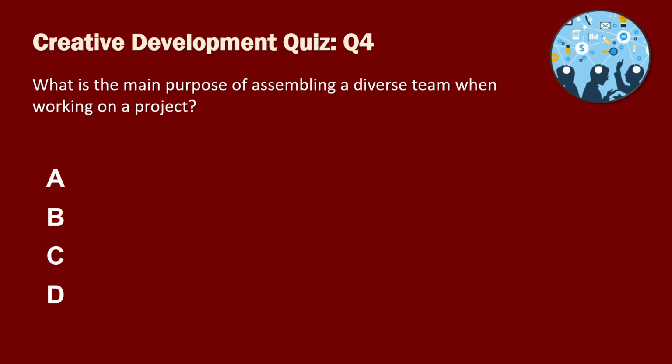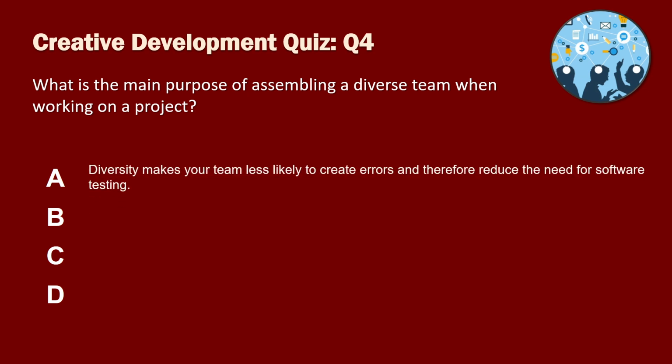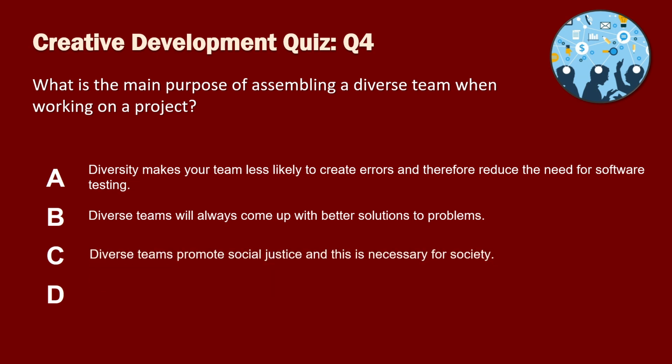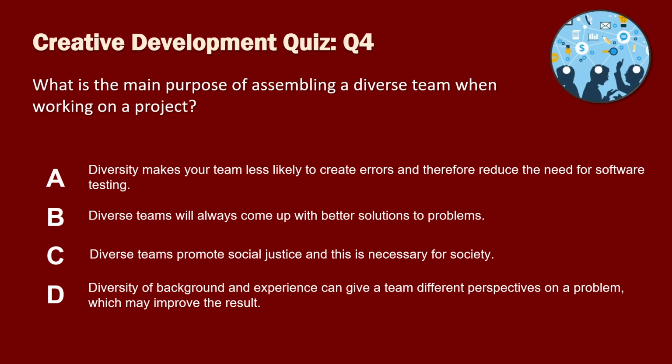All right, next one. What is the main purpose of assembling a diverse team when working on a project? Diversity makes your team less likely to create errors and therefore reduce the need for software testing. Diverse teams will always come up with better solutions to problems. Diverse teams promote social justice, and this is necessary for society. Or D, diversity of background and experience can give a team different perspectives on a problem, which may improve the results.